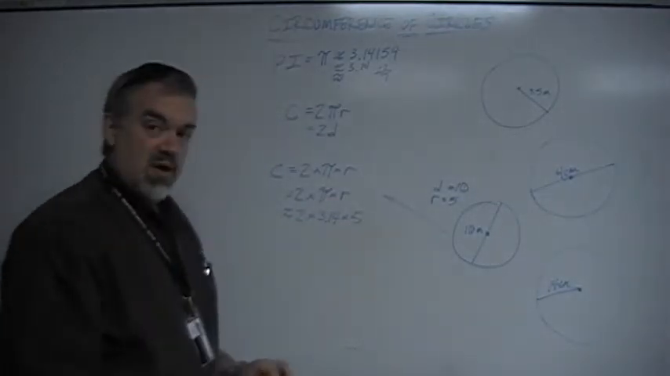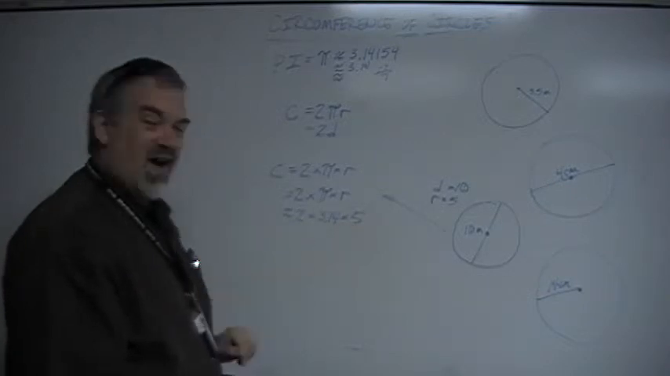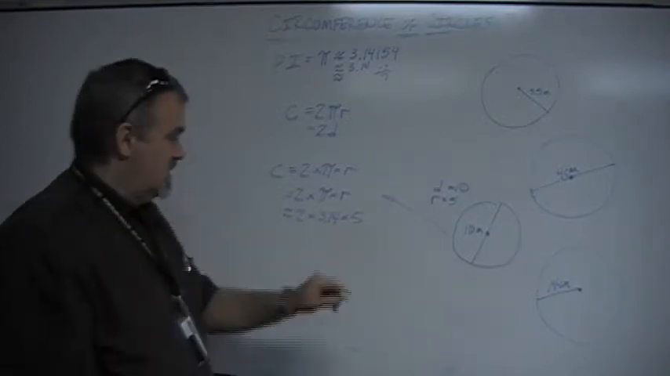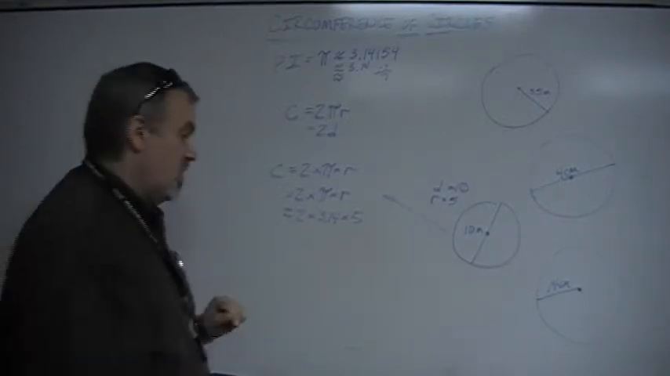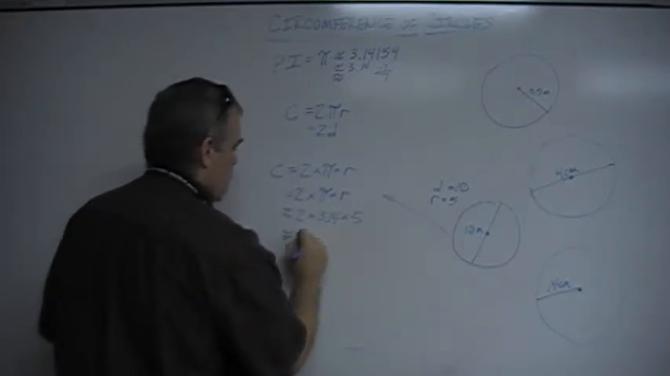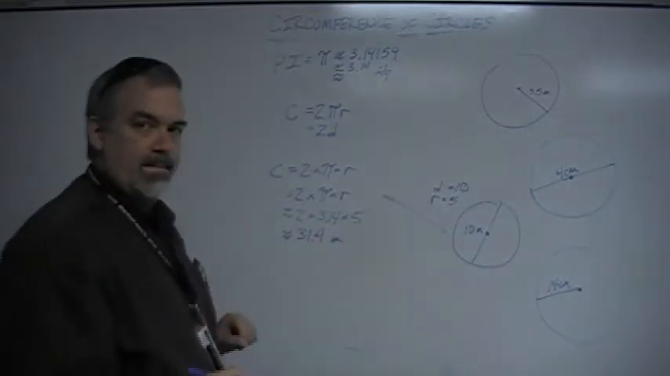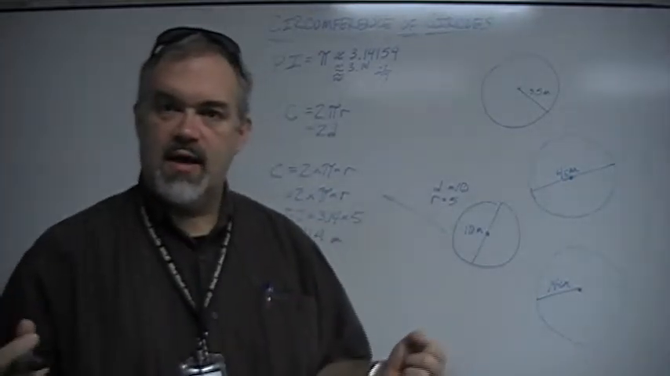Now because of the commutative law, we can do these in any order that we want. So we're going to say 2 times 5 is 10, because that's easy to multiply by 3.14. 10 times 3.14 is 31.4 meters. Okay, easy enough to do without a calculator.